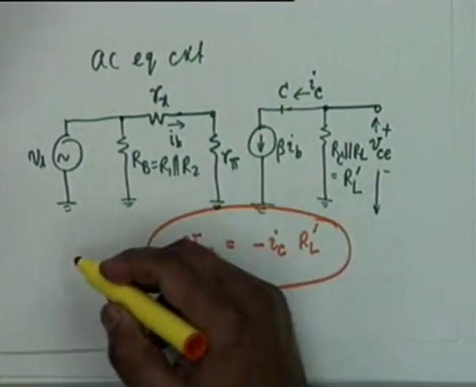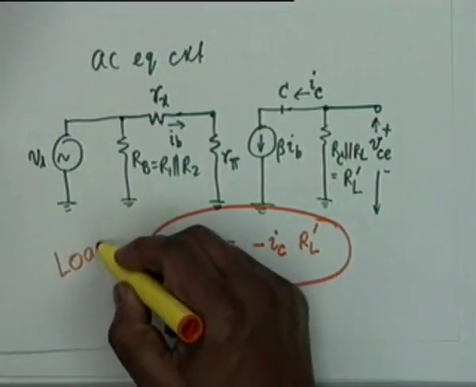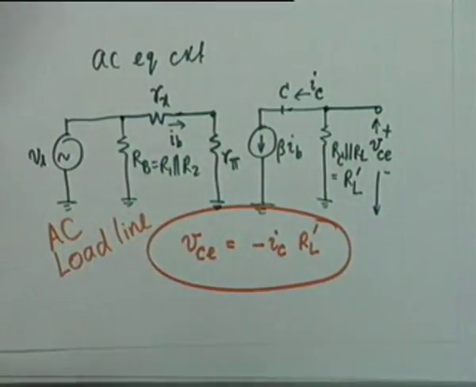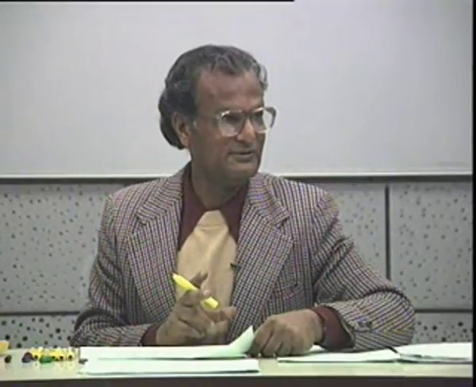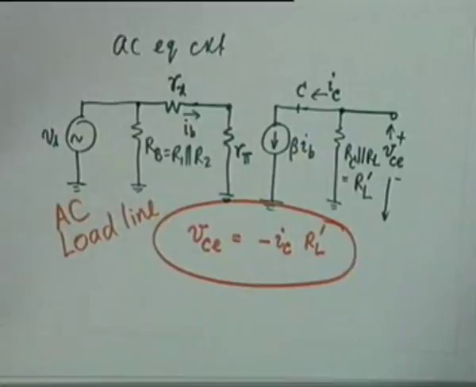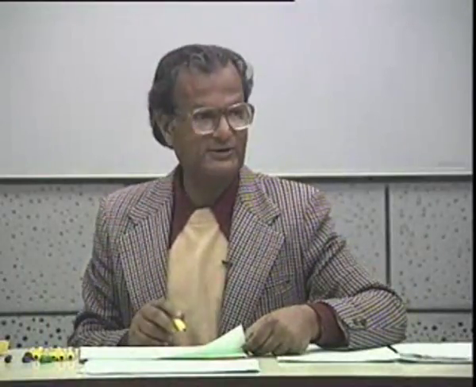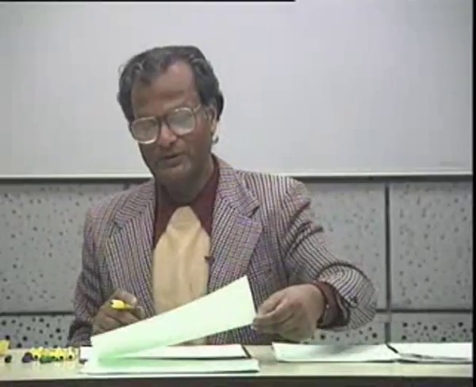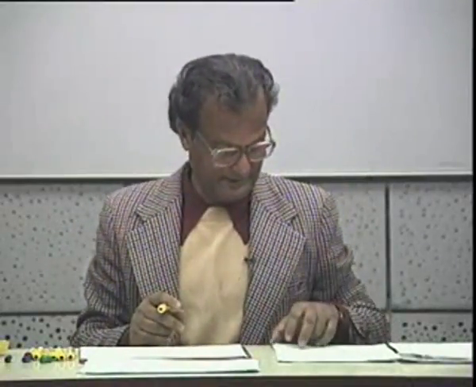We brought this in because this equation describes the AC load line. The DC load line had RC plus RE as the DC load. The AC load is RC parallel RL, so it is RL prime, and this is the relationship: VCE is equal to minus IC times RL prime. We will require this in a few moments.